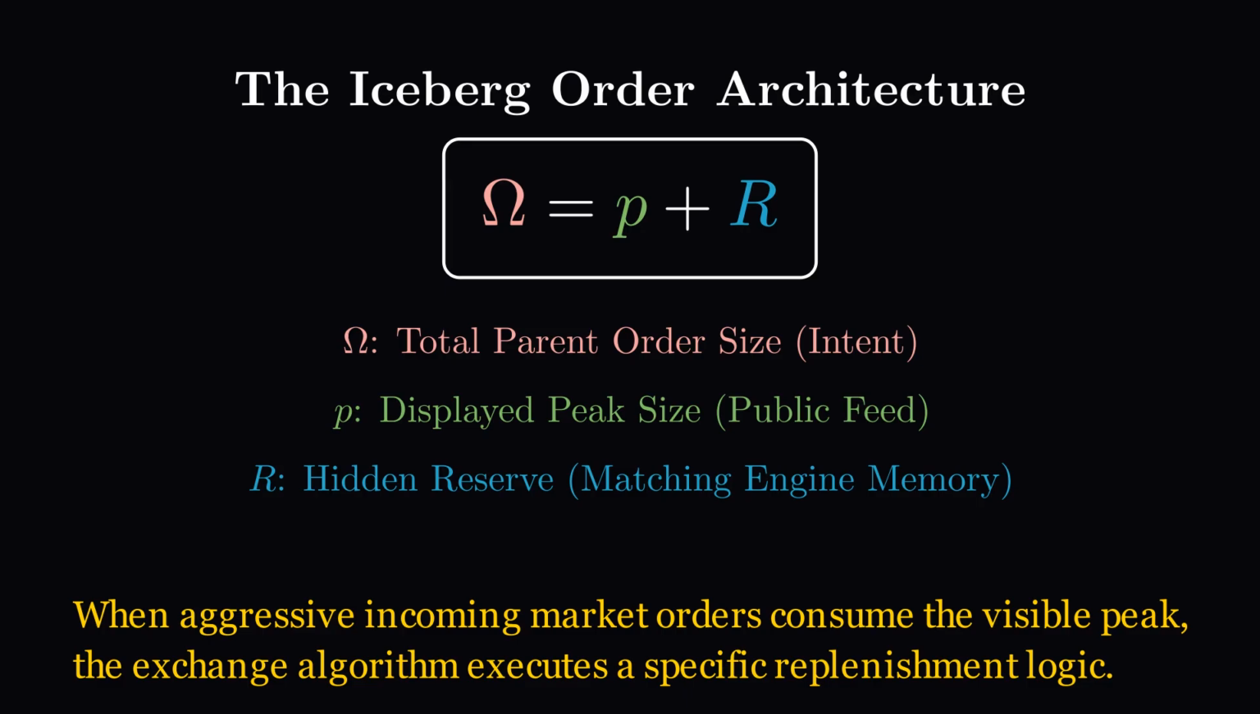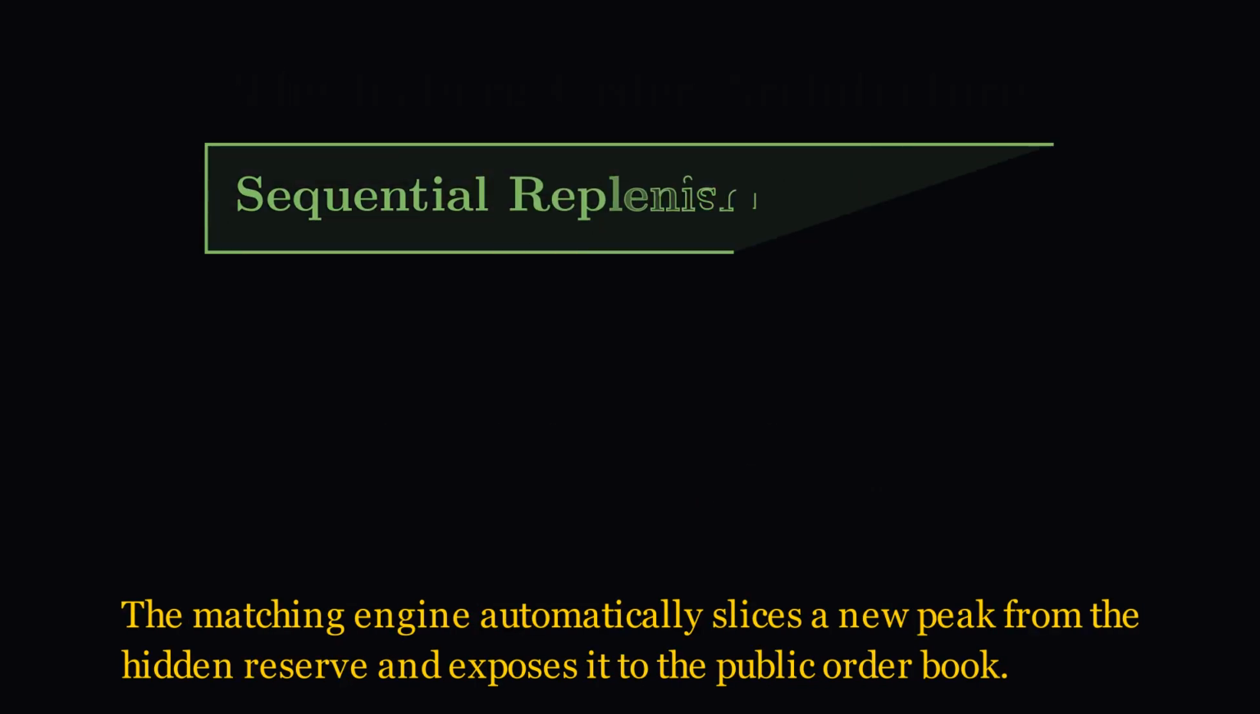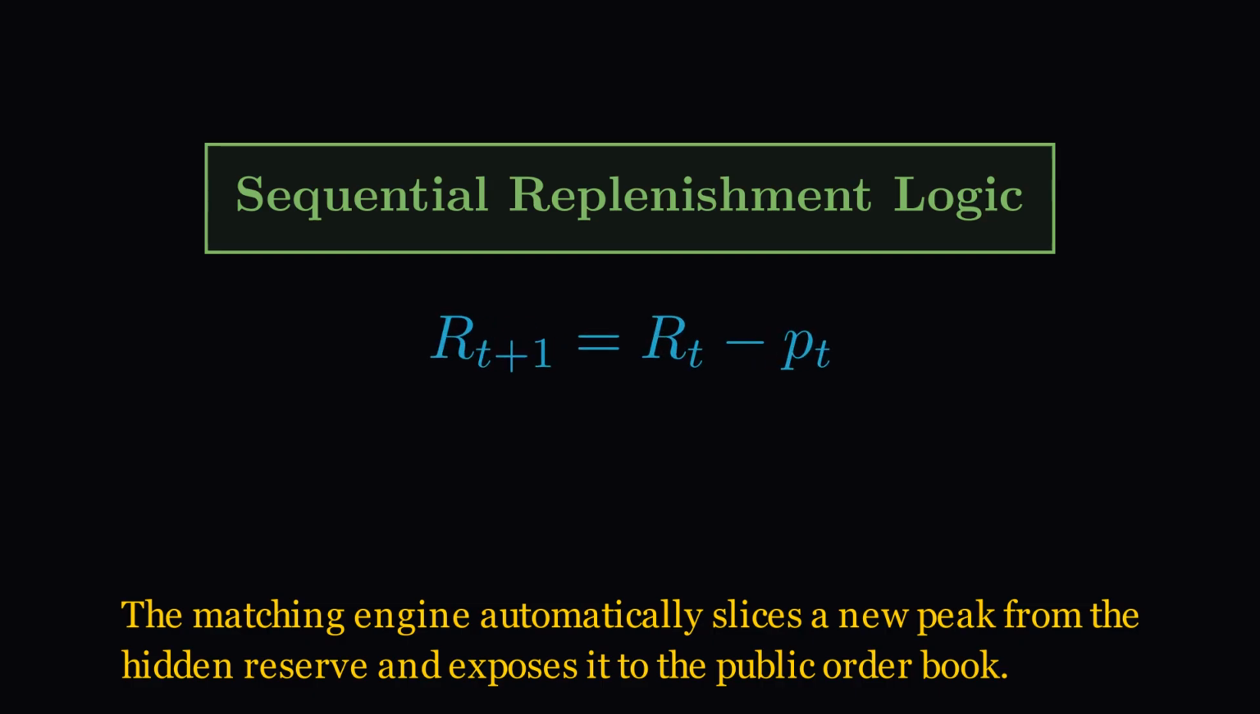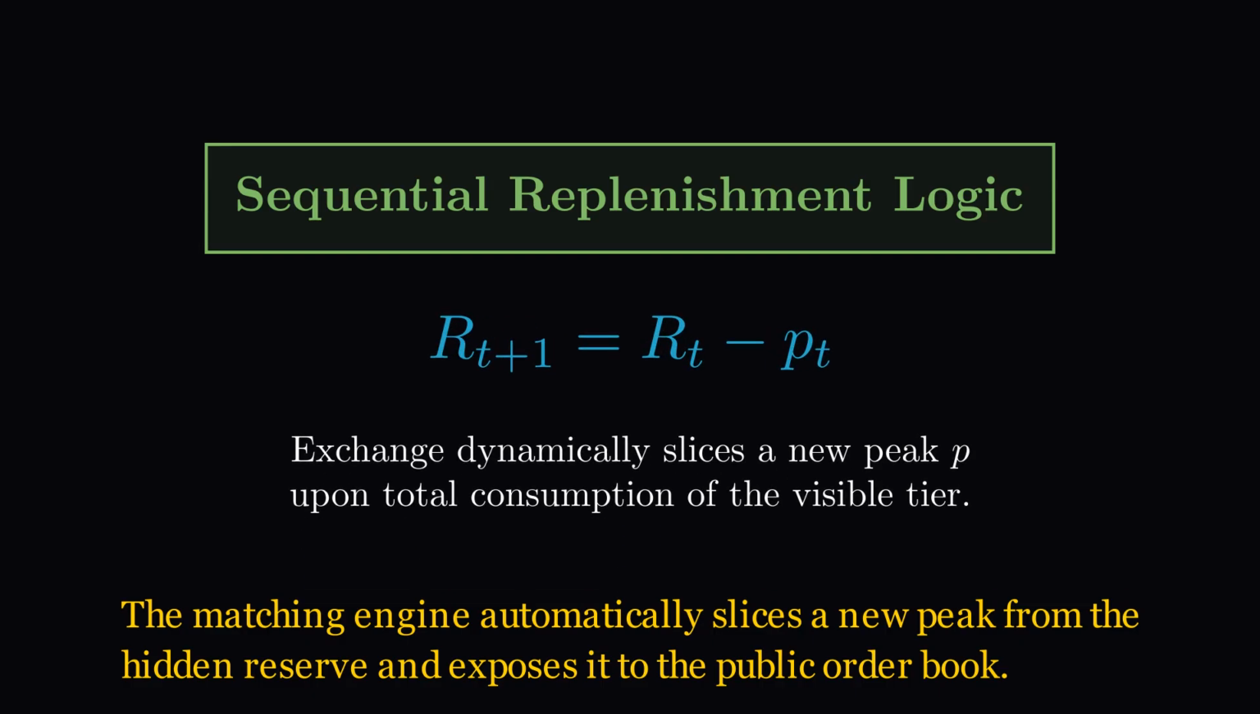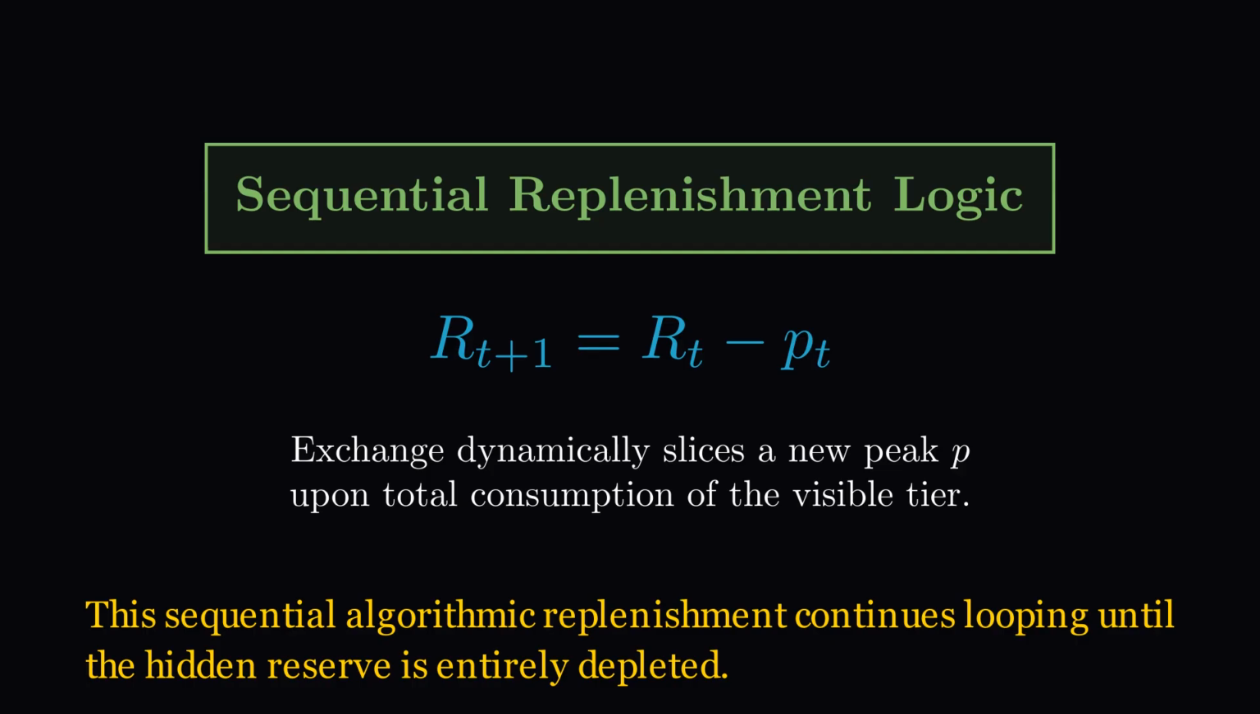When aggressive incoming market orders consume the visible peak, the exchange algorithm executes a specific replenishment logic. The matching engine automatically slices a new peak from the hidden reserve and exposes it to the public order book. This sequential algorithmic replenishment continues looping until the hidden reserve is entirely depleted.